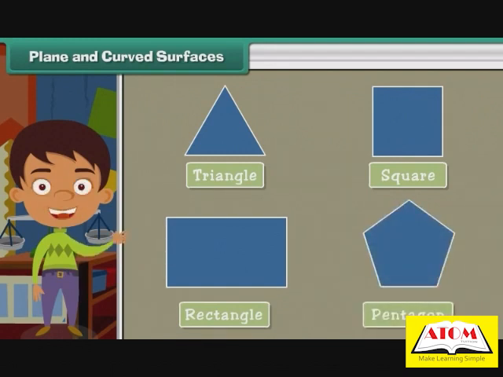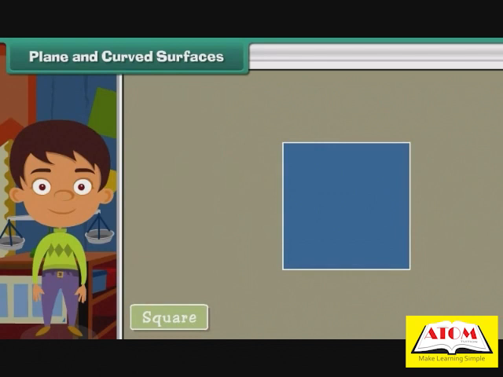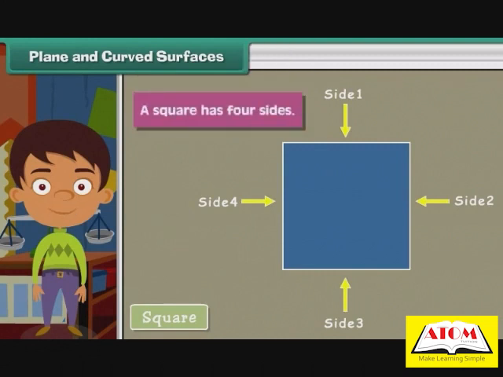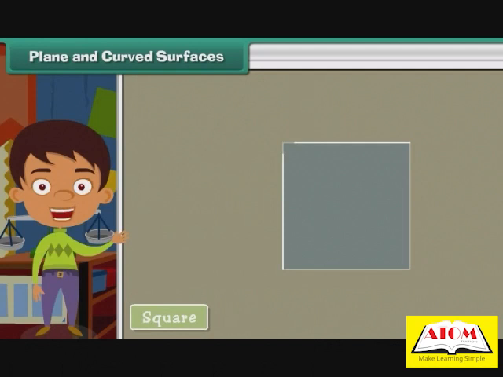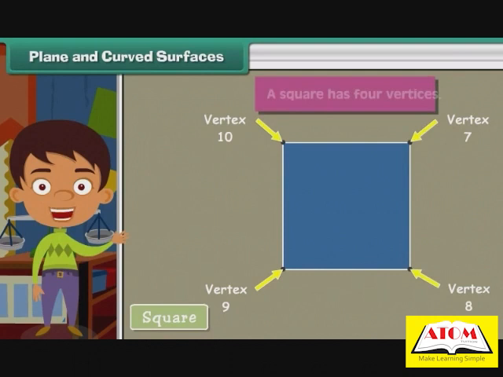Now we'll study about plane figure, sides and vertices. Look at this square. Arrows 1, 2, 3, 4 indicate the sides of a square. A square has 4 sides. The point at which 2 sides meet is called a vertex. Arrows 6, 7, 8, 9 indicate the vertices of a square. So here we see square has 4 vertices.